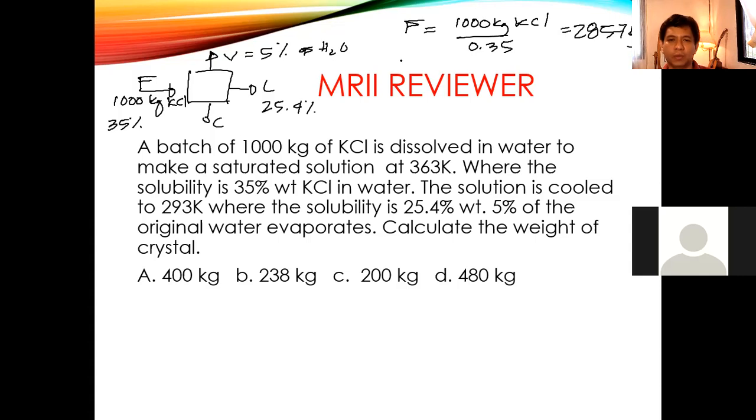What about B? How do you find B? It's 5% water. So the 2,857, when you subtract the 1,000, that's just water, right? Imagine that you subtract the 1,000. So that would be about 1,857. Then 5% of this will evaporate, so times 0.05. Okay? So that's how you find B.